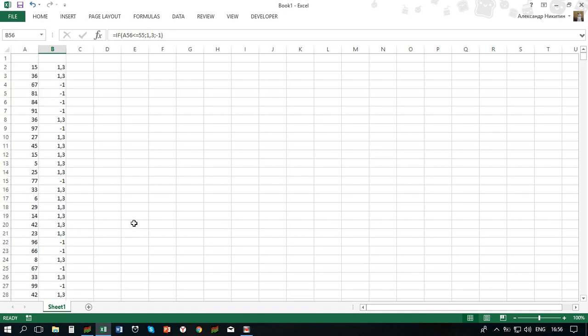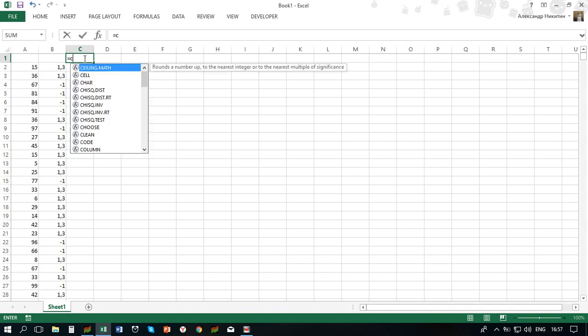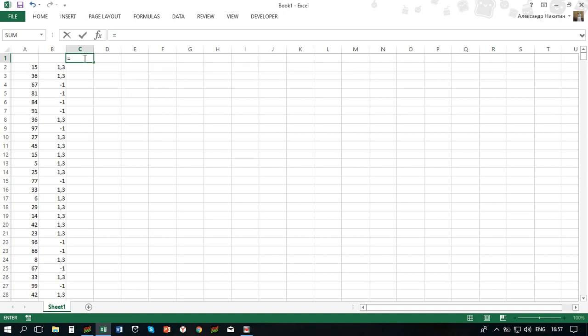1.3 is a winner, -1 is a loser, and the probability is 55. If you don't believe that, let's calculate the probability. This equals, it will be here. Let's calculate the amount of winners. Yes, COUNTIF, so the amount of winners within this range, with criteria more than 0. So it will count how many winners we have, yes?